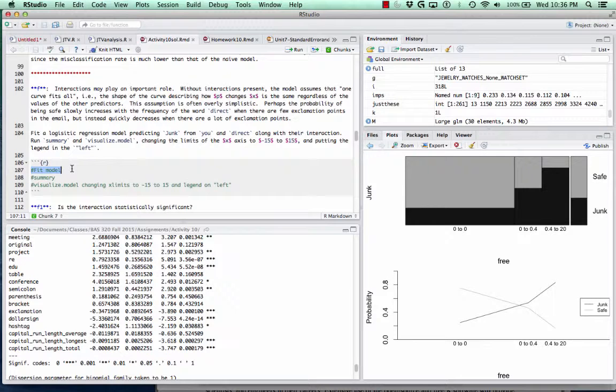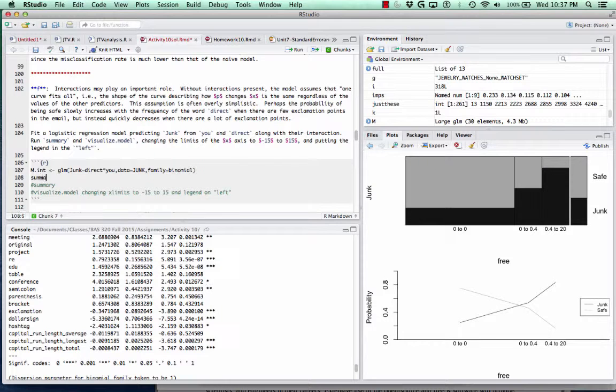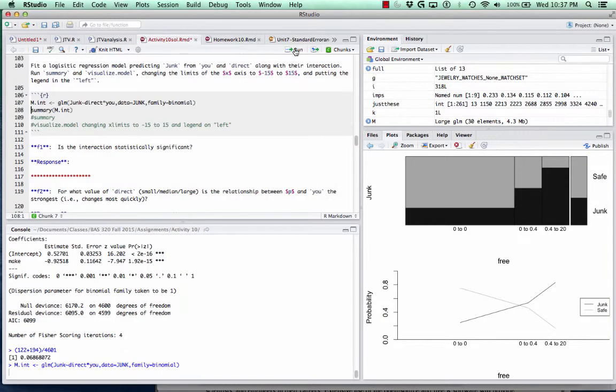Let's consider a model, I'm going to call this mint, predicting the probability of being junk based on the frequency of the word direct and the frequency of the word you, and the interaction between direct and you. So that's in the junk mail data frame. And turn on logistic regression by doing family equals binomial. We'll get a summary of that model. So you just go ahead and look at it.